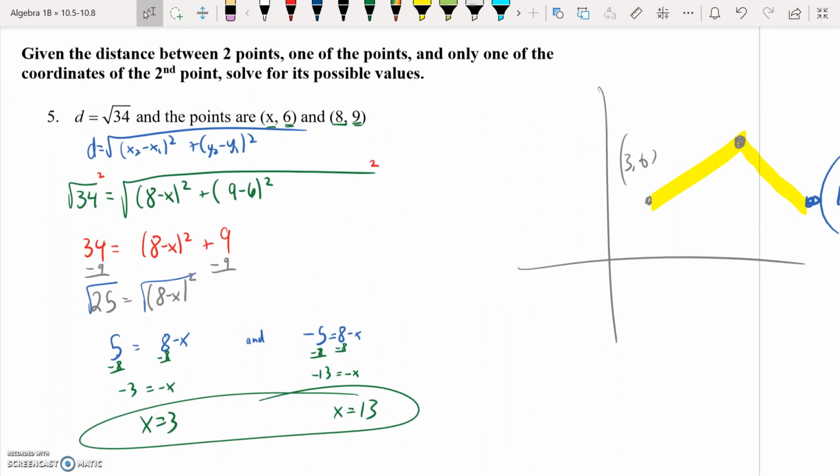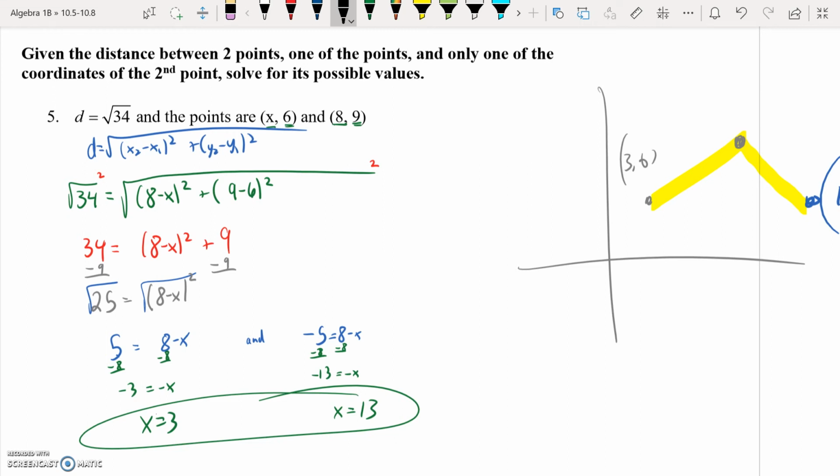So for this problem number 5, you're given the distance between the 2 points. You're given the coordinates of one of the points and part of the coordinates for the other one. In blue, you see I have the distance formula written down again. I think it's a good habit to write that kind of thing down just so you start to remember the formula better. And then I plugged in what I knew. I knew that the distance was the square root of 34. I plugged 8 and x in for the x values, 9 and 6 in for the y values.